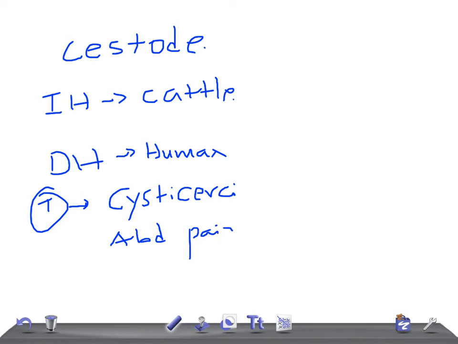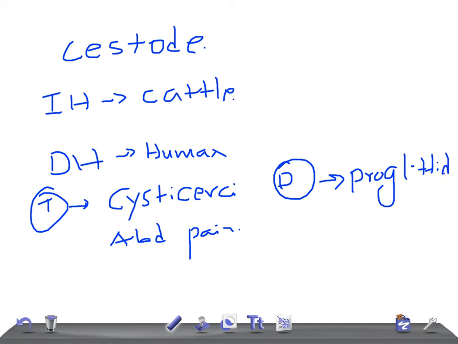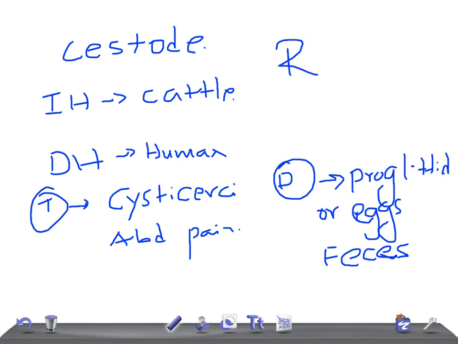How would you diagnose that? By fecal examination. That is what you need to do. You should examine for proglottids or eggs in feces. And what's the treatment for this? How would you treat that? Praziquantel, right?